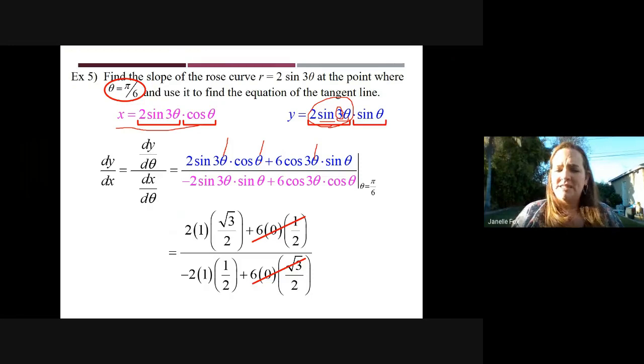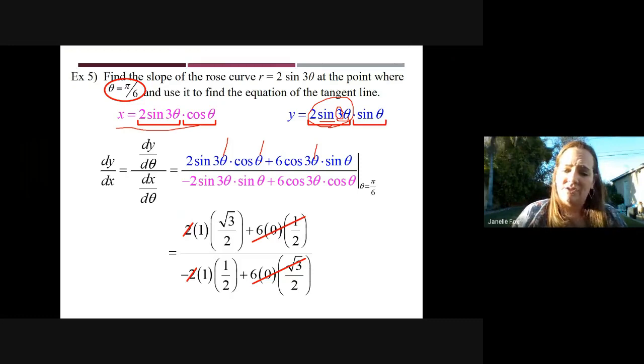Guys, what's super nice, this one cleans up super nice. And what we get is the guys that have the 0 in them totally go away. We can cancel stuff on the top. The 2's cancel, these 2's cancel, and literally all we're left with is a negative 1/3. So lovely. That is my slope. Woo-hoo! I'm halfway done with the question.